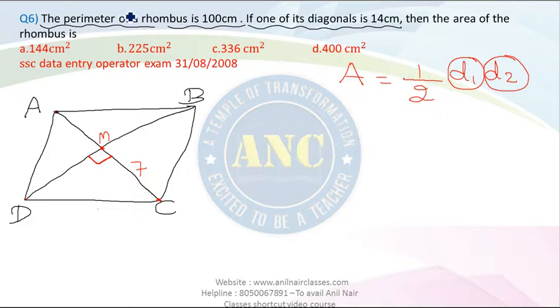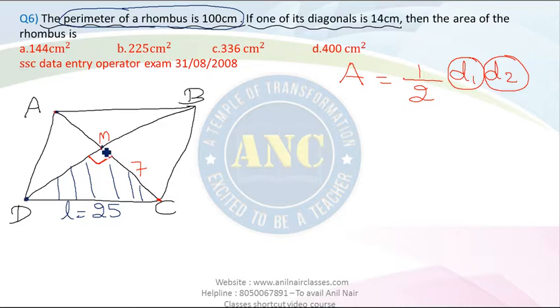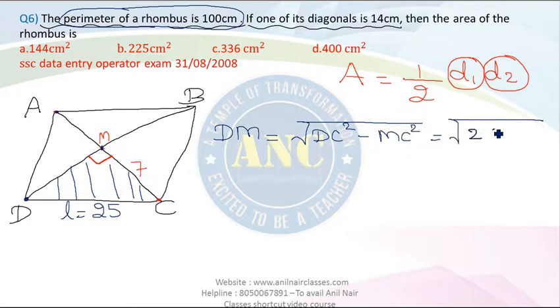Nowhere it is mentioned. But the question says the perimeter is 100, and the perimeter of a rhombus is 4 times its side. That means this side is 25, second side is 25, third side is 25, fourth side is also 25. Now this is a right angled triangle. DM is calculated from the Pythagoras theorem as DC square minus MC square. It is 25 square minus 7 square. It is 625 minus 49. It is square root of 576, which is 24.